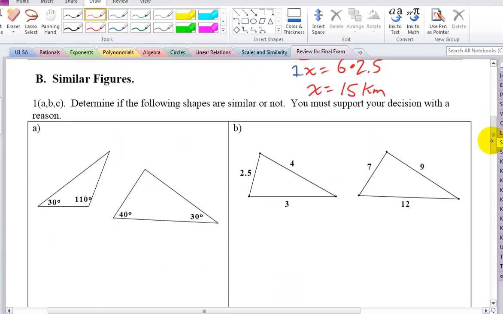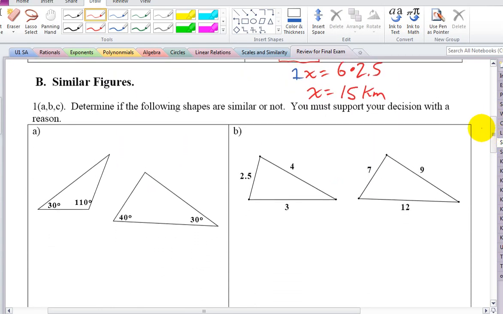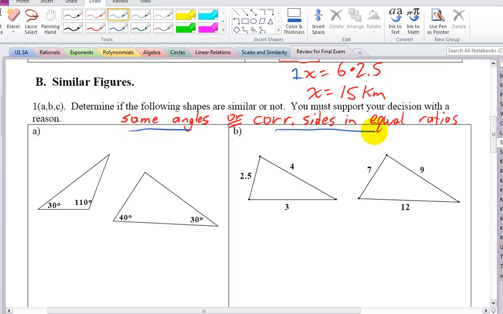So then for the next part, for similar figures, we looked at whether triangles were similar or not. So the reason could be same angles, or if corresponding sides are in equal ratios. We only have to have one of those, and we know the other would be true. That's special for a triangle.